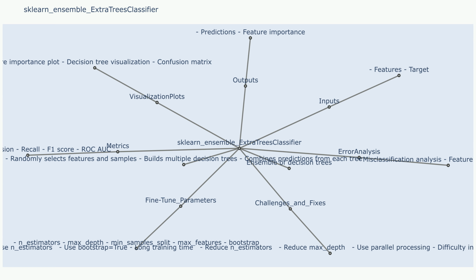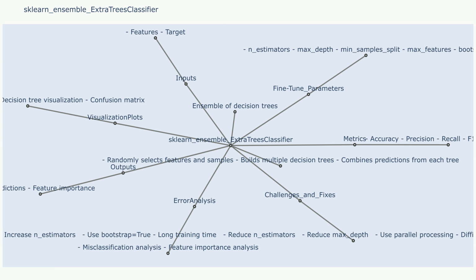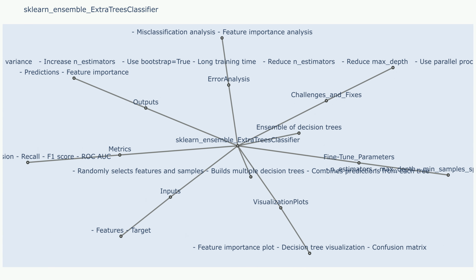measure of confidence. Challenges and fixes. Challenge 1: overfitting. If the number of trees or the depth of the trees is too large, the model may overfit the training data and perform poorly on unseen data. Sample use case that resulted in challenge 1: using a very large number of trees with a high max_depth on a small dataset. Fixes to challenge 1: reduce the number of trees (n_estimators) or the maximum depth (max_depth).